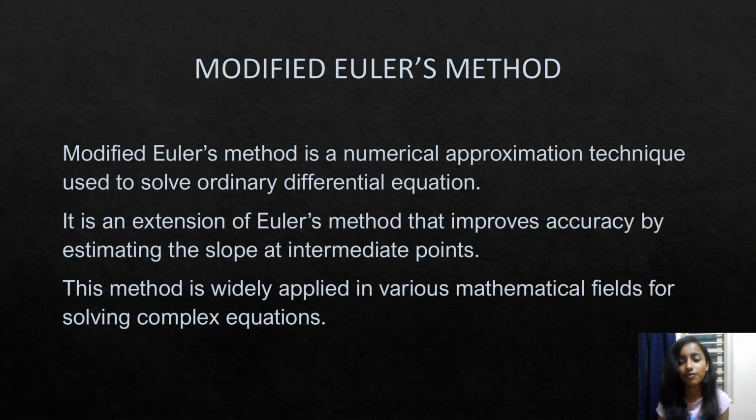Introduction to modified Euler's method. Modified Euler's method is a numerical method used to approximate solutions to ordinary differential equations. It is an extension of original Euler's method which improves accuracy at the midpoint of each interval. This method is particularly useful when the step size is relatively large or when there is a need for higher accuracy.